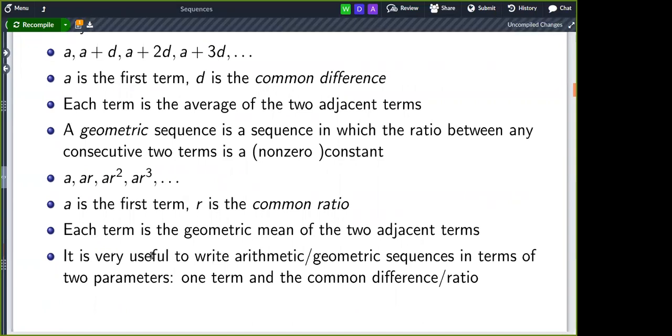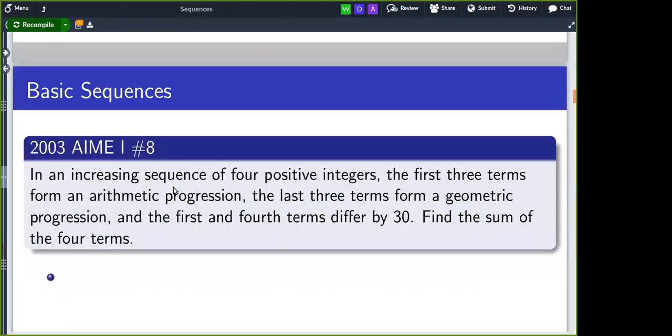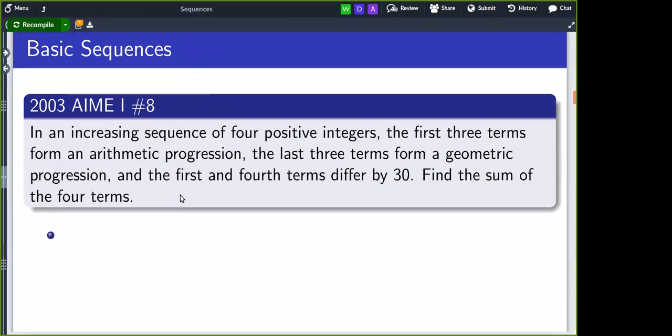So let's move on to our first example, which is a problem from the 2003 AMC. I'll give you a little bit of time to read over this. Well, the numbers end up being fairly small, but I don't think it's reasonable to guess and check this.